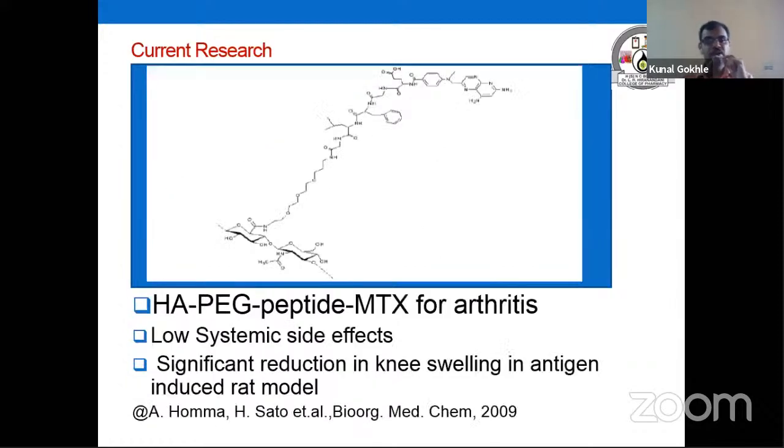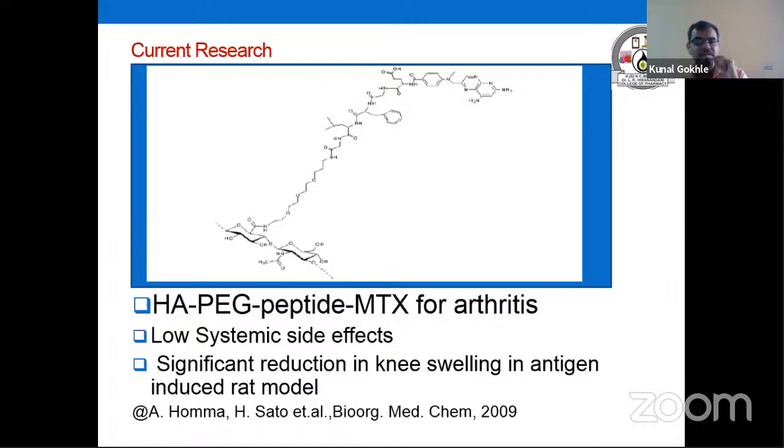Another important aspect: I've talked about the decrease in immunogenicity in some earlier slides by using the polymer. Now in this case, the hyaluronic acid is coupled with methotrexate. Apart from the anti-cancer use of methotrexate, we know that methotrexate is a very good immunomodulator, and it has been used in various reactions where the diseases are due to immune dysregulation. So methotrexate is also recommended for the treatment of arthritis because it is an immunomodulator. But again, methotrexate has very important side effects.